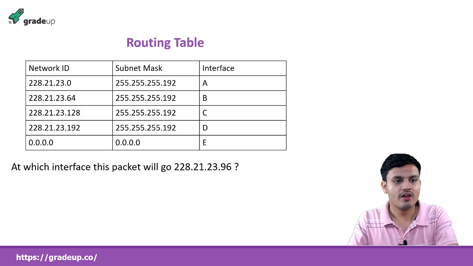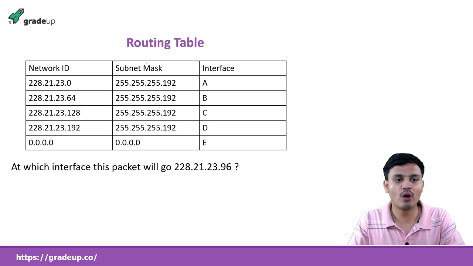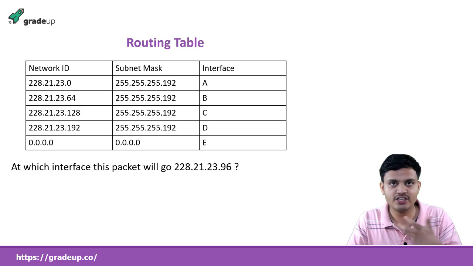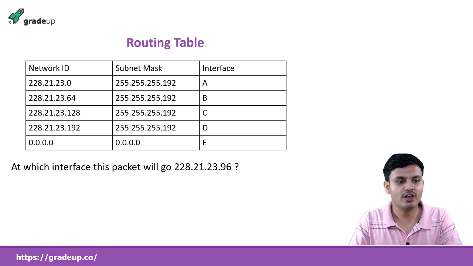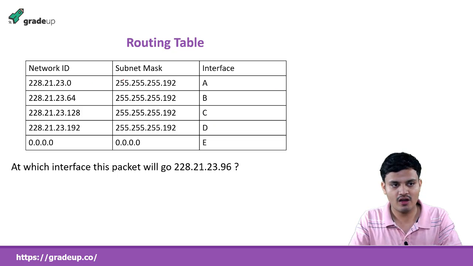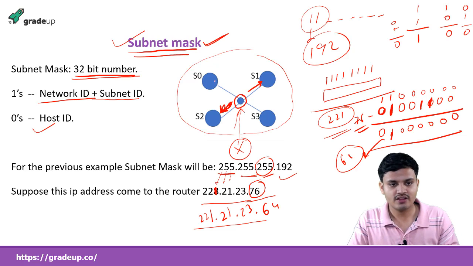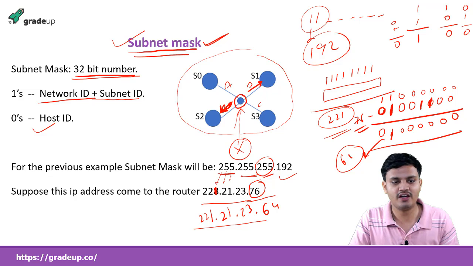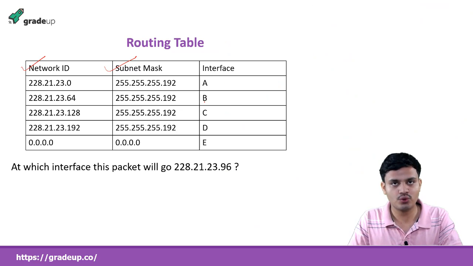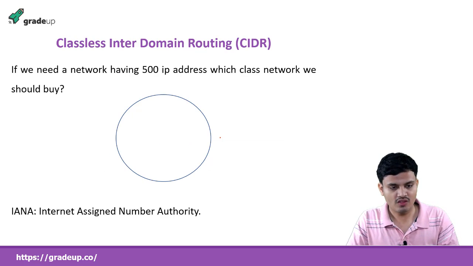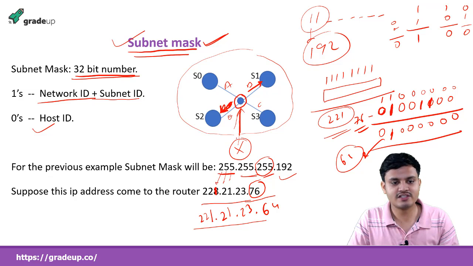Now how is the router going to do that? I know that it is going to do some ANDing, but how is it going to do it? So it will make a routing table. In the routing table we will have the network ID, subnet mask, and the interface. This is the interface. Suppose this is A, B and C, D. To which interface we need to send it. If a packet does not belong to any subnet, then what is it going to do? It is going to pass it to the default router, from where it came. It will send it back.